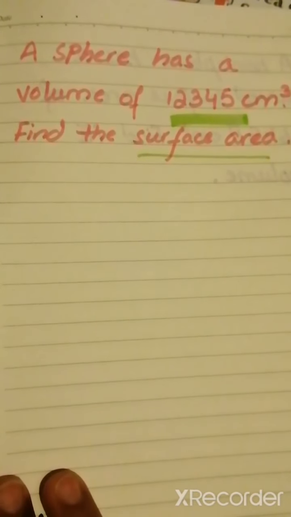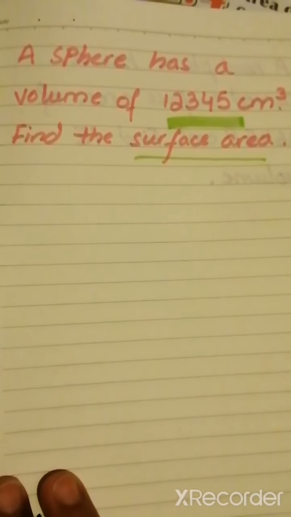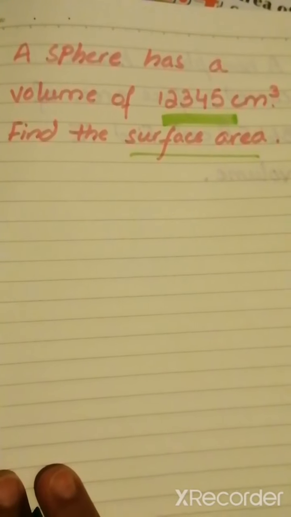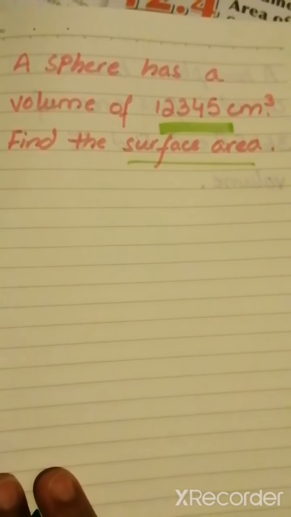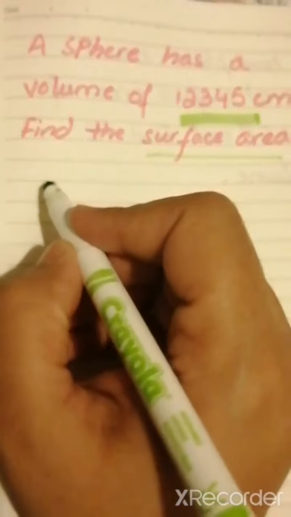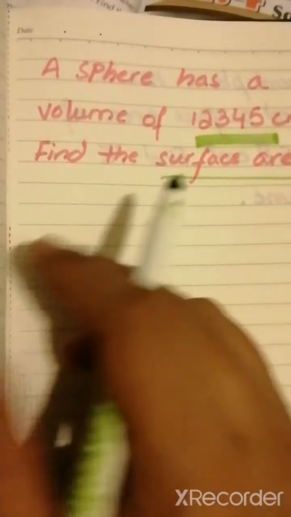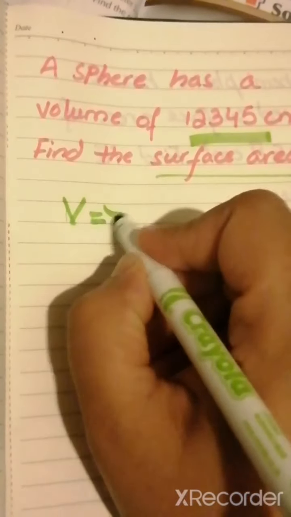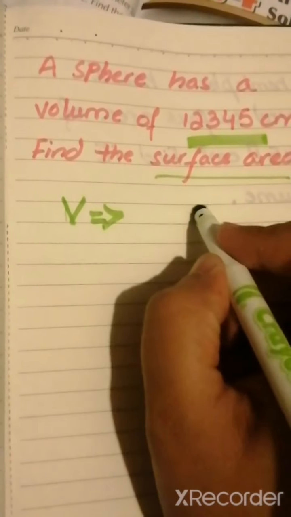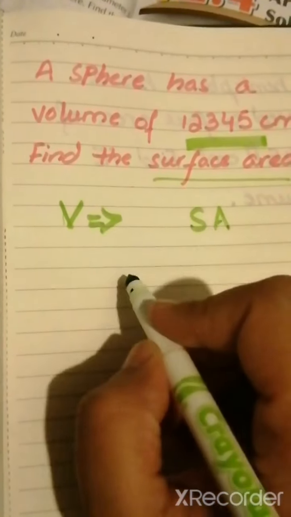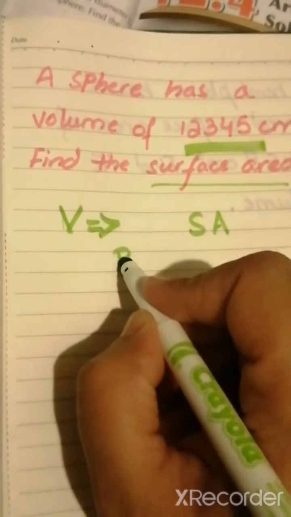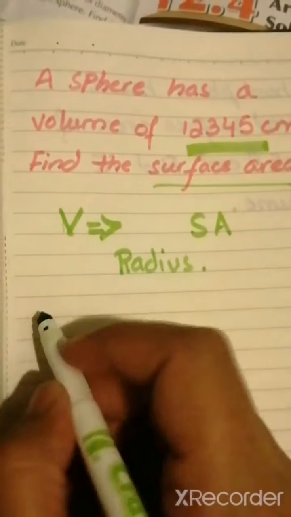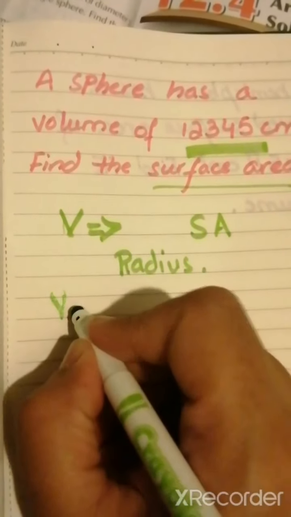Let's discuss our first example. It says a sphere has a volume of 12,345 centimeter cube. Find its surface area. So the volume is given to you. Right? The volume is given in the question and you are asked to find the surface area. So the missing information here is the radius. Using the volume, you can find the radius.